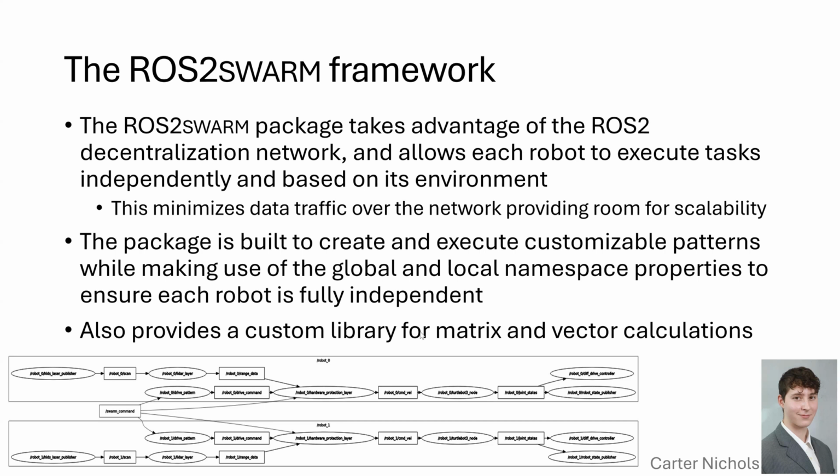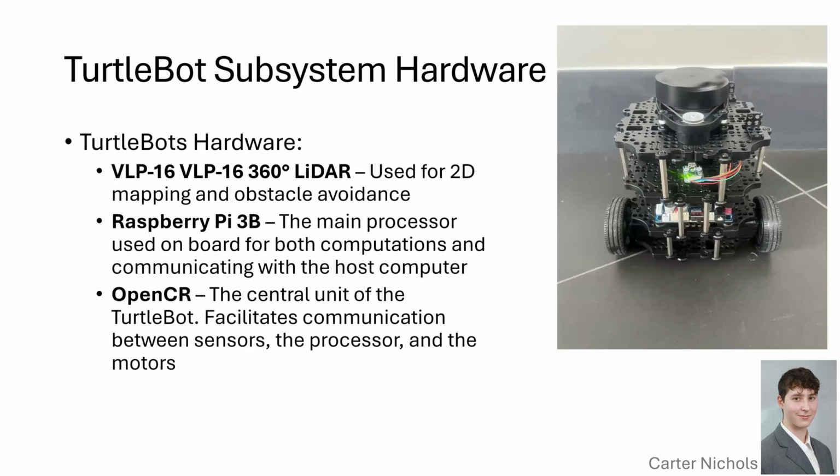And it also provides a custom library for matrix and vector calculations. This is different from the TF2 library I mentioned a second ago. It uses something they made called the Scan2 functions, and it has different kinds of functions for creating potential fields, attraction fields, and repulsion fields for object detection and avoidance.